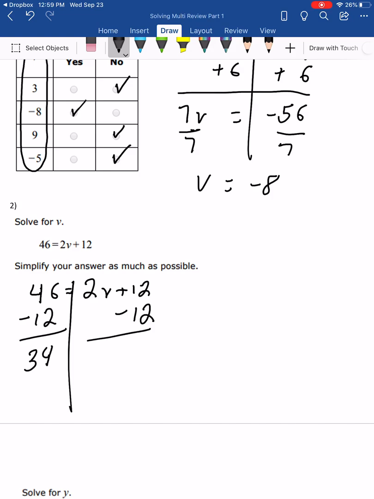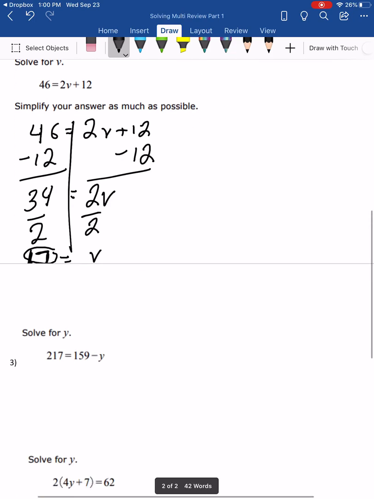So that's 34 equals 2v, and we'll finish by getting v alone, so dividing by 2. 17 is equal to v.